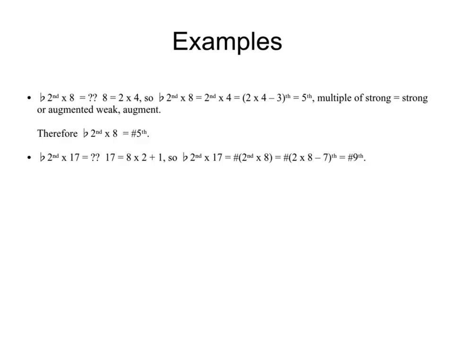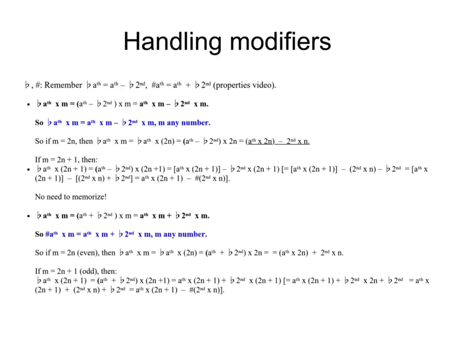And what is a minor second times 17? We rewrite 17 as 8 times 2 plus 1, and n here is 8. So a minor second times 17 is an augmented second times 8. So it's augmented 2 times 8 minus 7, which is an augmented ninth.